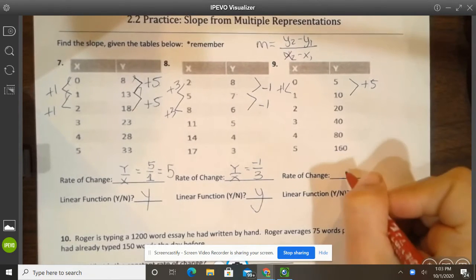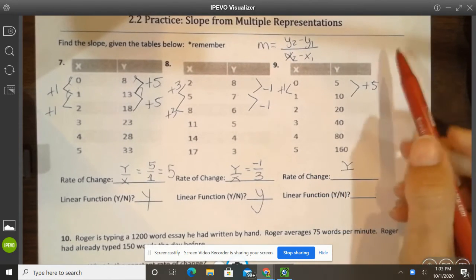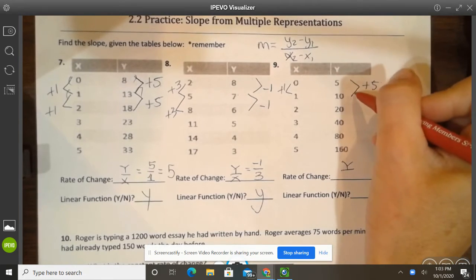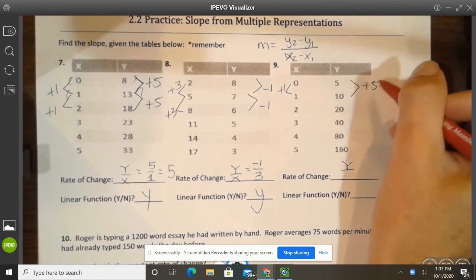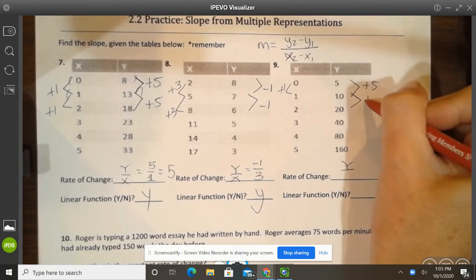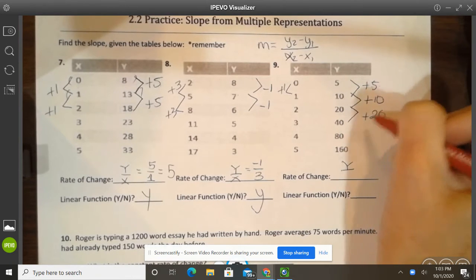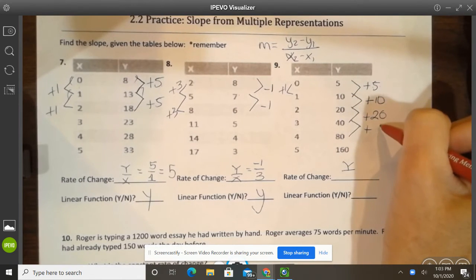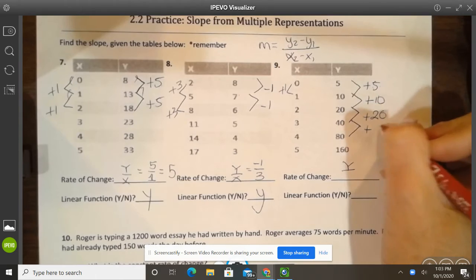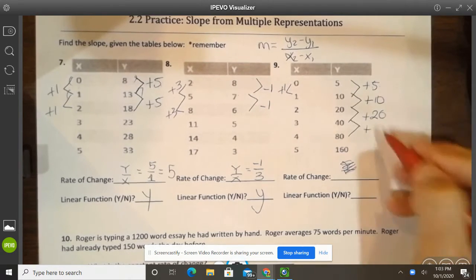So same thing here, rate of change. So y over, oh, but check it out. It changes. This one goes by 5, but this one doesn't skip any numbers. So this one goes by 10. This one goes by 20. This one goes by, yeah, by 40. So this is definitely not a linear pattern.